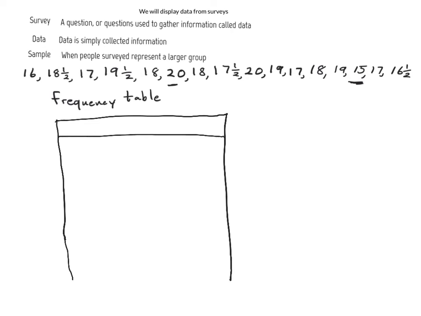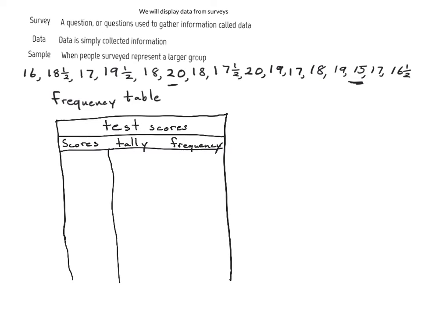The first thing our frequency table needs is a title. We'll call this test scores. Now I'm going to label my columns. The first one's going to be the scores. Then we're going to make a column for tallies, and frequency is going to be the final number, when we add up the tallies. So 15 is our lowest score. We're going to start there. We have one tally. It's going to equal 1.